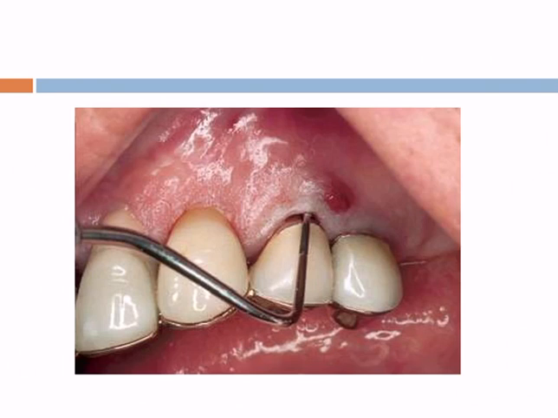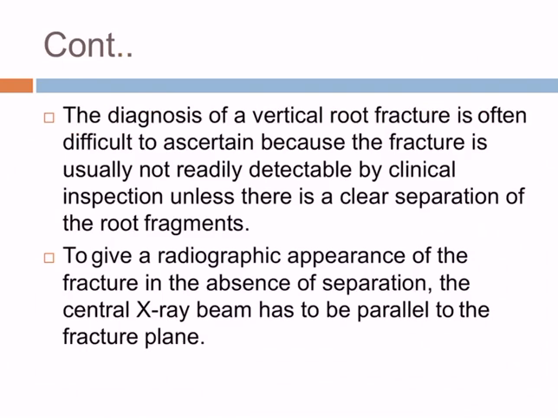You can see your probe is going very deep in one of the teeth. So you can think of a vertical root fracture. The diagnosis of a vertical root fracture is often difficult to ascertain because the fracture is usually not readily detectable by clinical inspection unless there is a clear separation of the root fragments.